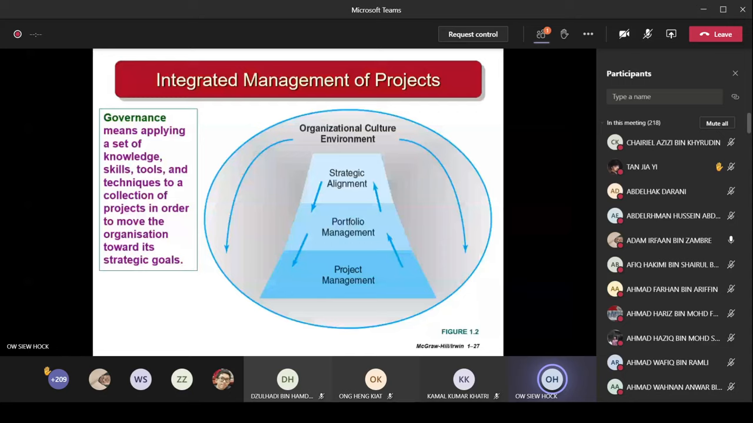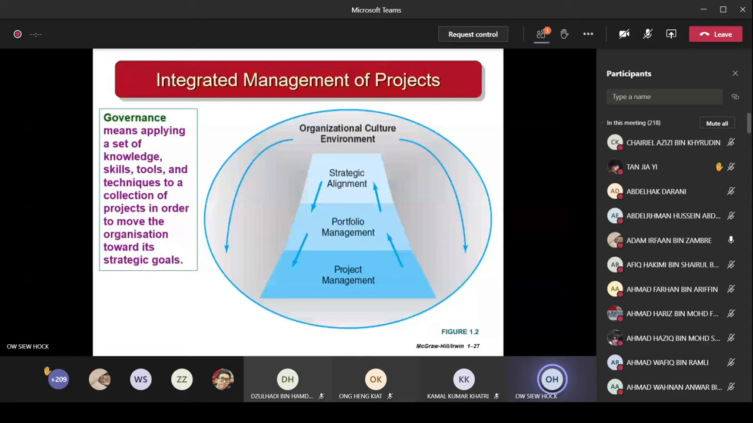They have different units. For example, there is research, which focuses on helping researchers carry out research by getting research funds, joining up with industry, and in the end marketing your product and so on. So all of this comes down and goes up, and it helps the whole organization achieve the strategic goal that the organization or company has set.